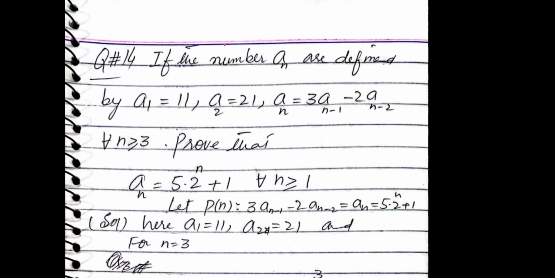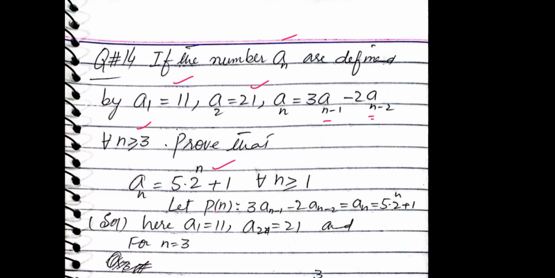Last question. In this question, the sequence is defined by the first term being 11 and the second term being 21, and the nth term is given by the relation a_n = 3a_(n-1) - 2a_(n-2) for all n greater than or equal to 3. We have to prove that the nth term is equal to 5 times 2 raised to the power n plus 1.